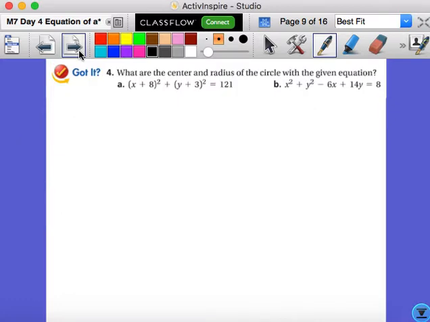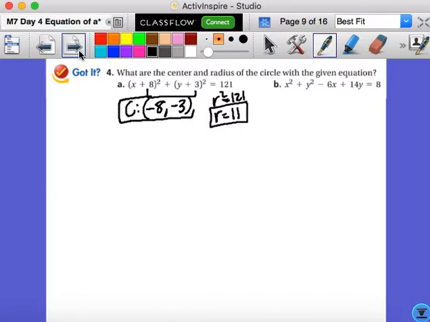So let's take a look at the first one. Very easily it is already in that format for us where it's easy to pick out the h and k, or the center values. So negative 8, negative 3 is our center. And our radius would be the square root of 121, which is positive or negative 11. But because this is a distance, it cannot be negative, so we've got our two pieces.